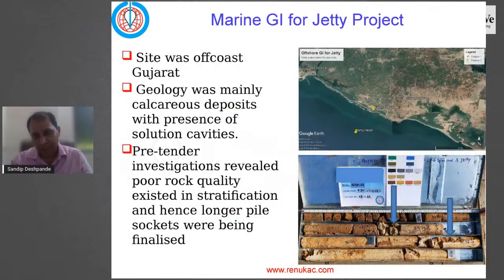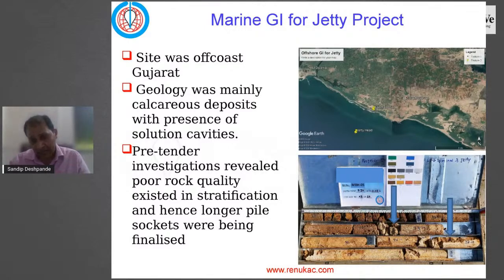This was for a jetty project. We had the opportunity to do it at both stages. Here we had a value addition. We had done the investigations at the pre-tender stage. The rock formations were mainly sandstone and limestone, and it is a unique characteristic of limestone formations that they depict extensive cavitated formations, and these cavities pose significant hurdles while you are socketing your pile foundations into it.